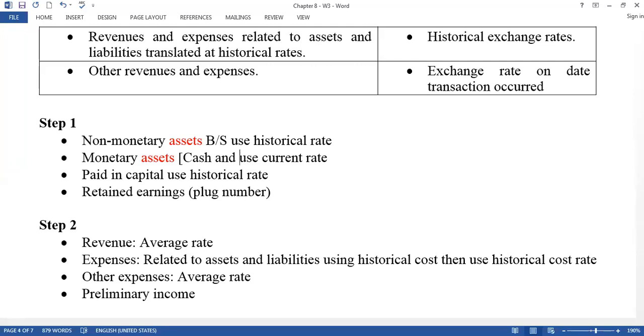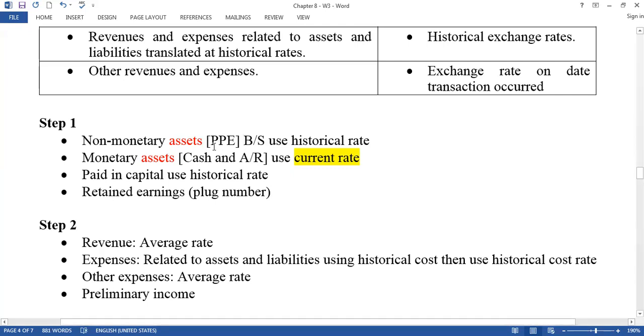And what is the cash equivalent? In our case, it is accounts receivable. So cash and cash equivalents are going to be translated using which rate? Using the current rate. Before, we did not classify, right? According to the current method, we did not classify whether it is monetary or non-monetary. But when the temporal method came, then we classified our assets as monetary or non-monetary. So what are examples of non-monetary assets? Except cash and accounts receivable, all other assets, like property, plant and equipment, are called non-monetary assets.